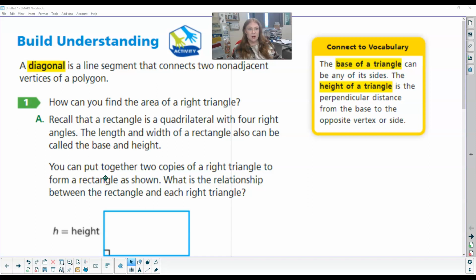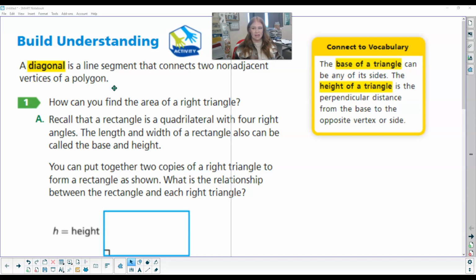This video is for our 12.2 task 1. So we are trying to figure out how we solve for the area of a triangle. You should have already figured out that we can take a parallelogram and cut it in half, and it's going to make two triangles.